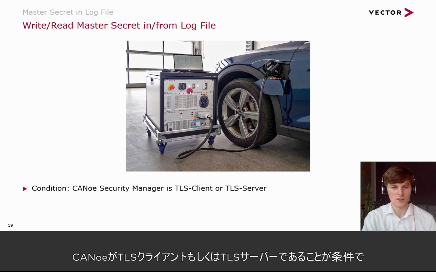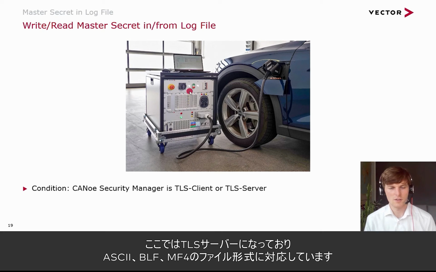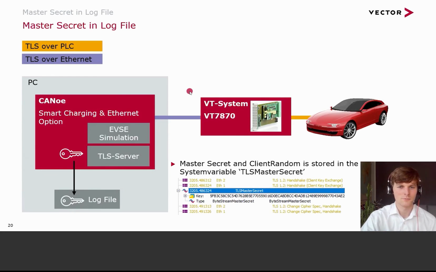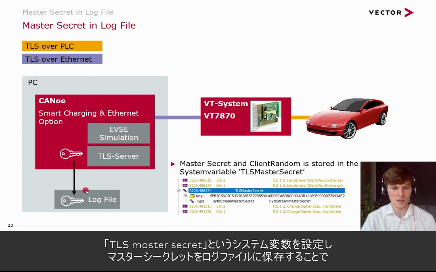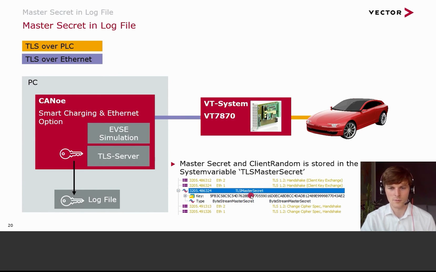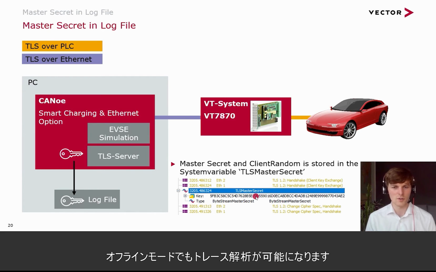So the condition is that CANoe is TLS client or TLS server. In this case, it's TLS server. And we support the following files: ASCII, BLF, and MF4. So this is the setup. You have your CANoe simulation for the charging station with the TLS server. We store the master secret in the log file, and this is done by setting the system variable TLS master secret. So that ensures that you can analyze the trace also in offline mode.